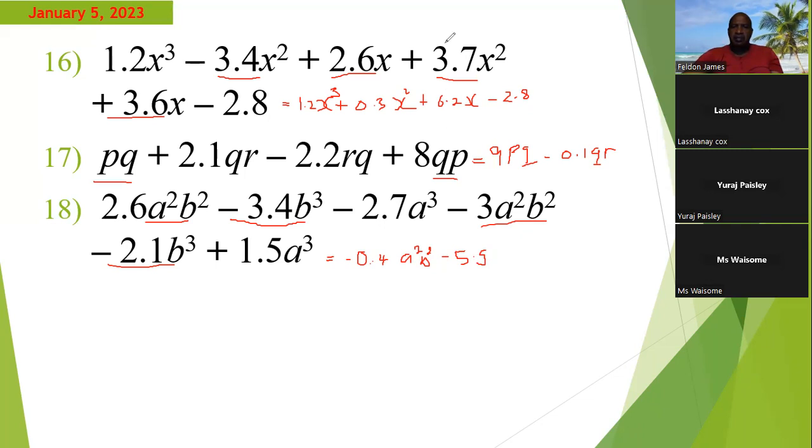And then for negative 2.7 a cube plus 1.5 a cube, you get negative 1.2 a cube, sir. All right, so negative 2.7 a cube with plus 1.5 a cube gets what? Negative 1.2 a cube. Yes, sir. All right, very good, Miss Rachel.